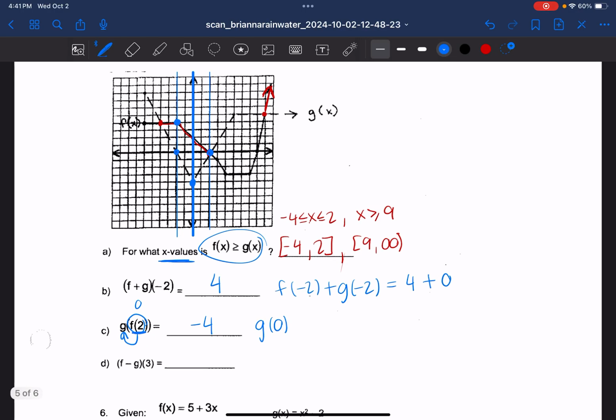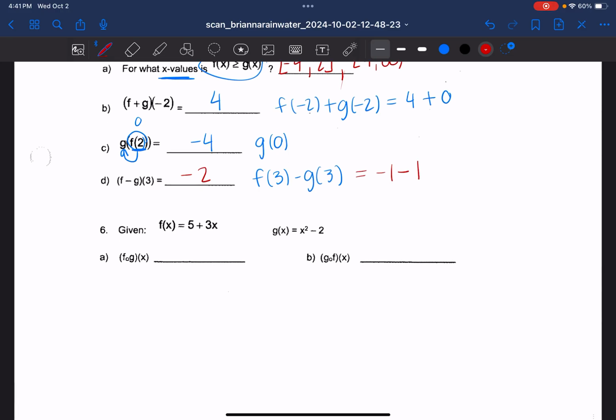All right, then they ask for f minus g of 3, which means f of 3 minus g of 3. So I come back up here on my graph. 3 would be this line here. F appears to touch that line here at -1. Minus g touches that line at +1. And -1 minus 1 is -2.